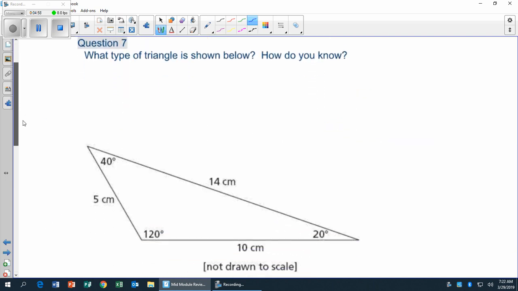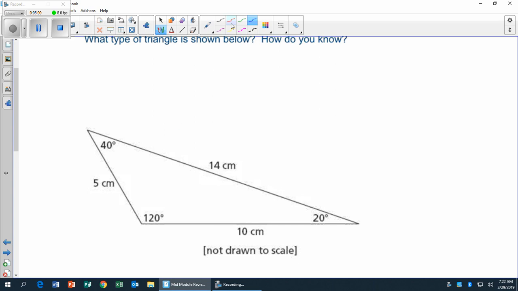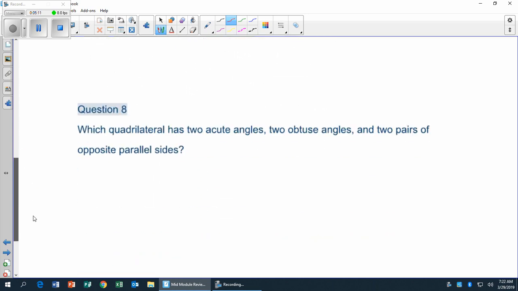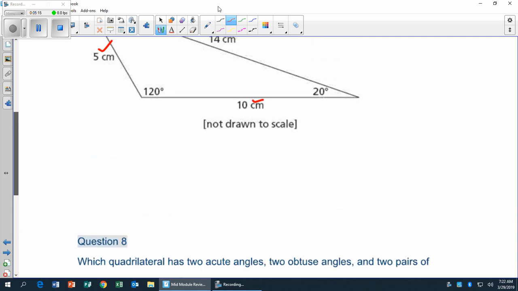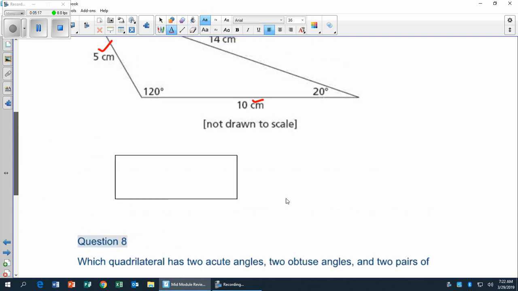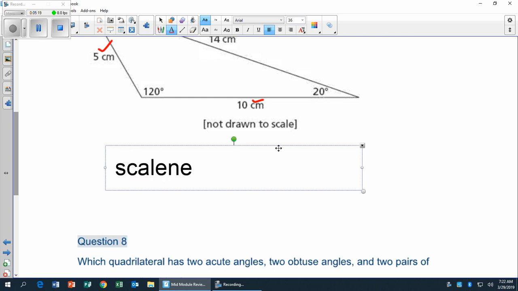What type of triangle is shown? So we look at our triangle and we point out the things we notice first before we look at our choices. And I notice that all of the sides are different. And when all of the sides are different, that tells me it's a scalene triangle. So I'm going to go down here. Went a little too far. So right here, because all three sides are different, I know that I have a scalene triangle.